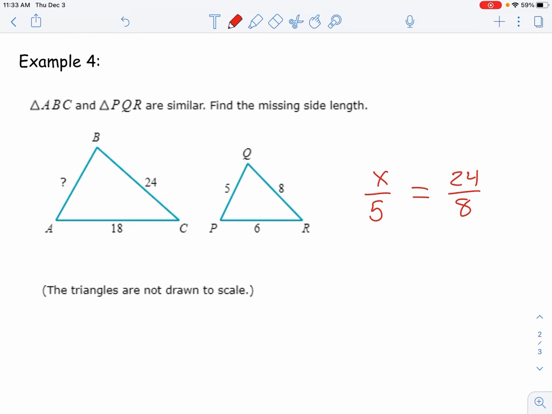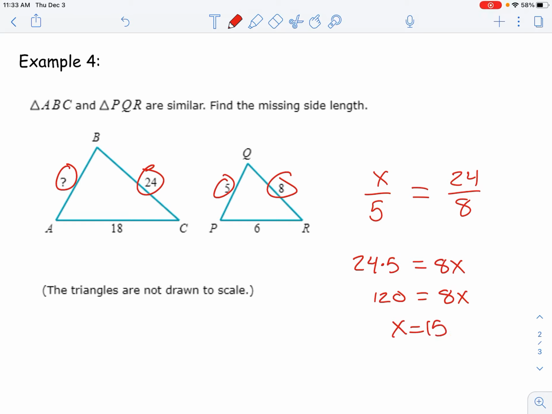Number 4, we have it set up already. I saw the 24 and the 8. That's why I did this fraction right there. And then I took the x over the 5. Those are my two proportions. So 24 times 5 equals 8x. So then we get 120 equals 8x, so x equals 15.